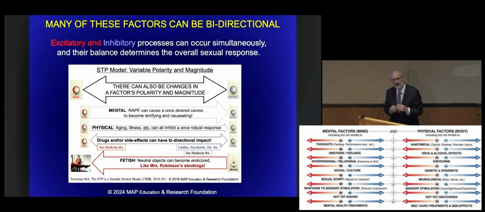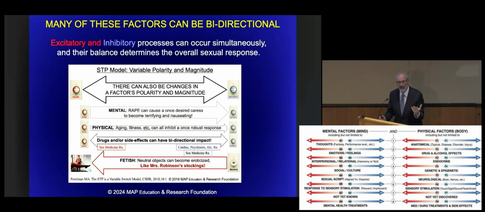Many of these factors are bidirectional. Excitatory and inhibitory processes can occur simultaneously, in fact. You can have both going on at the same time, and their balance determines the overall sexual response. So changes in polarity and magnitude can be bidirectional. For instance, mentally, a once desired touch, like we were just talking about on the subway, can become traumatizing after rape.